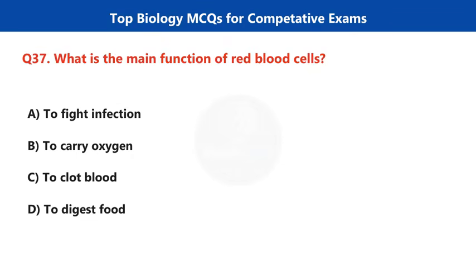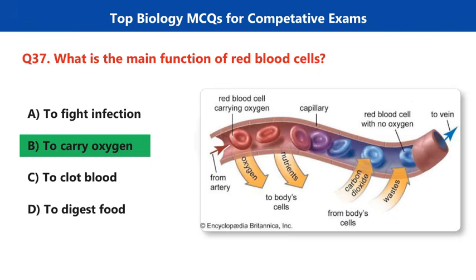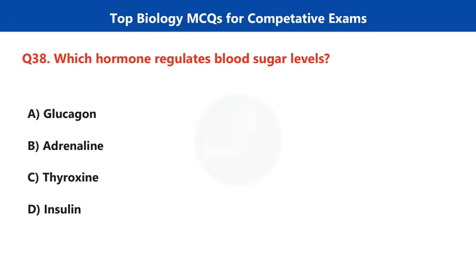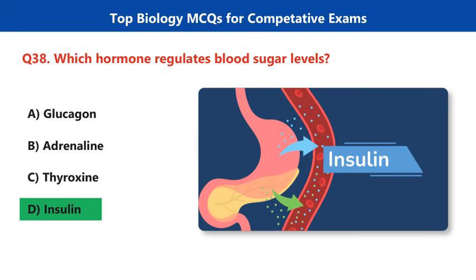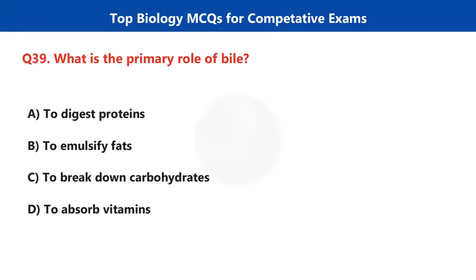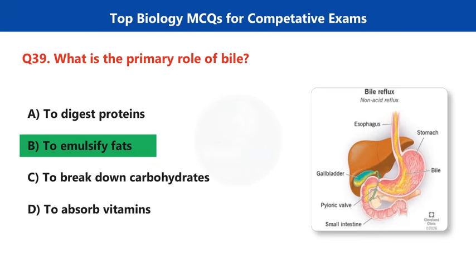What is the main function of red blood cells? Correct answer, to carry oxygen. Which hormone regulates blood sugar levels? Correct answer, insulin. What is the primary role of bile? Correct answer, to emulsify fats.